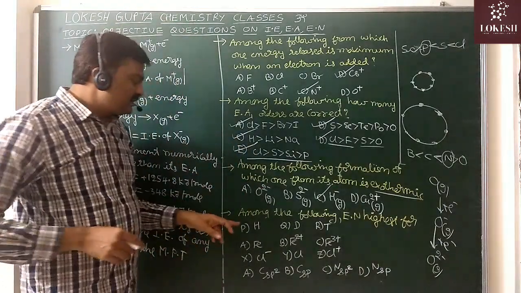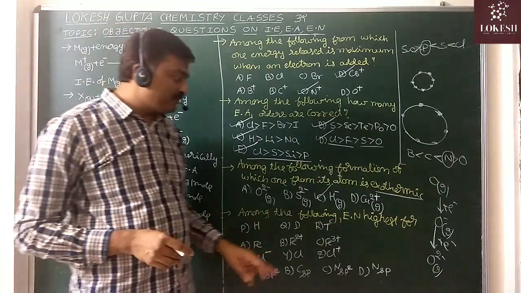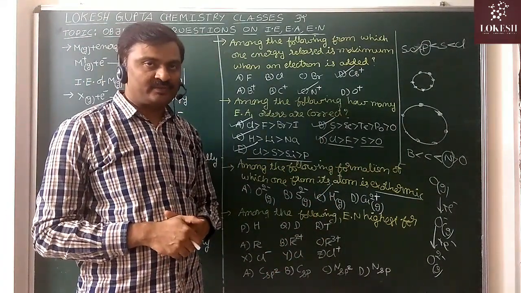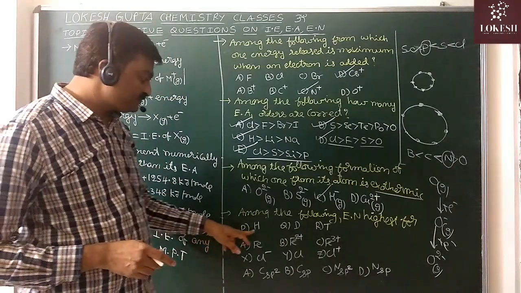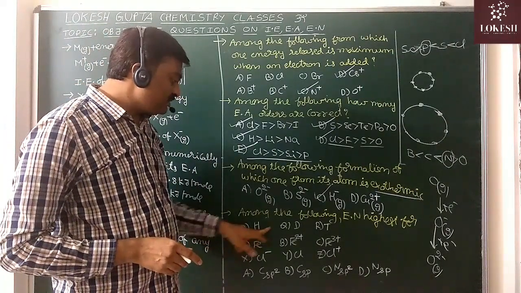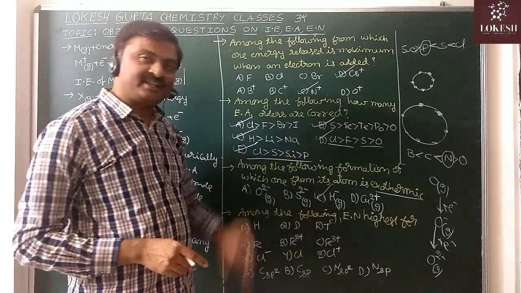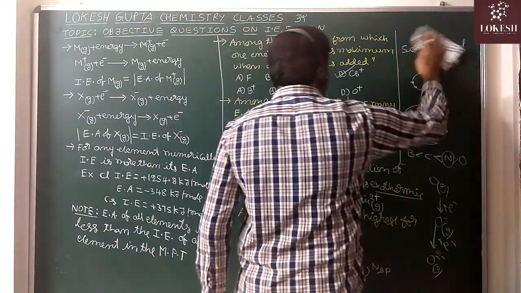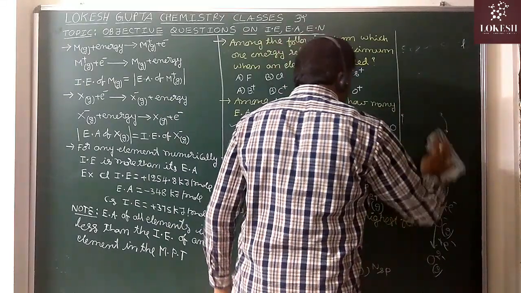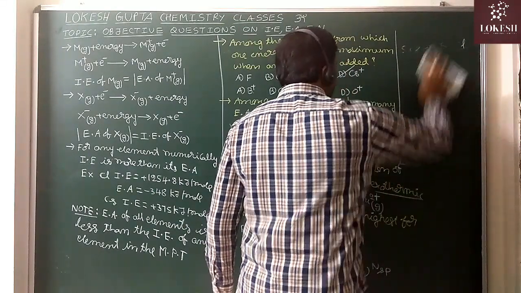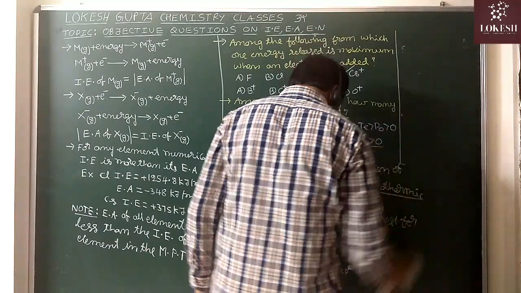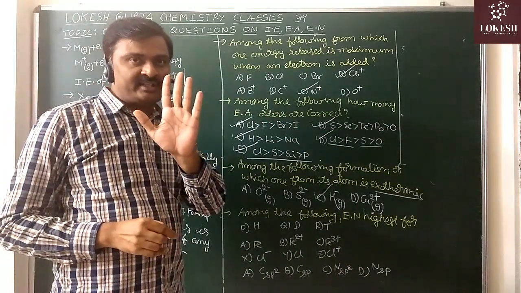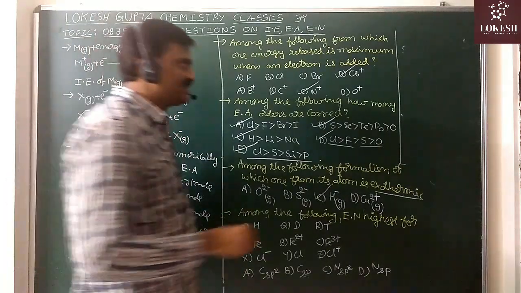Next, among the following, electronegativity is highest for hydrogen, deuterium, tritium. See, isotopes of hydrogen. For isotopes, is electronegativity equal? No. Slightly, not to a greater extent, slightly it will change.